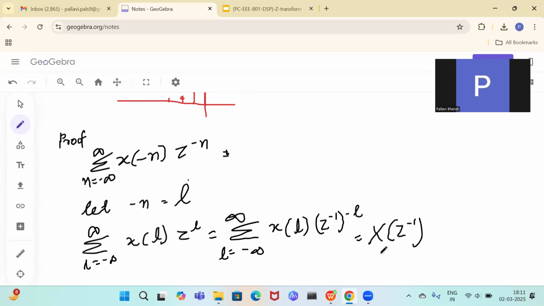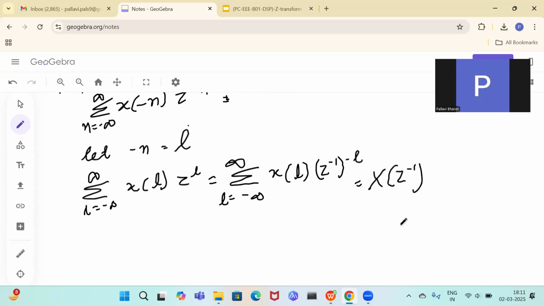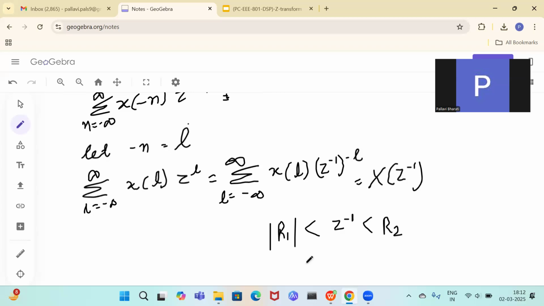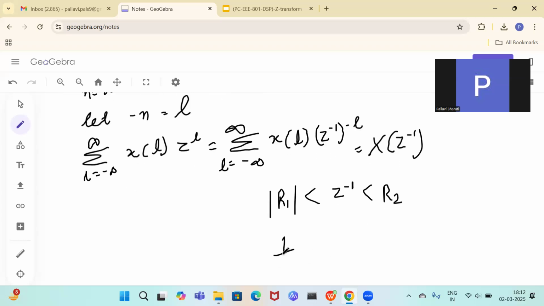In this case, if you have to write the ROC, R1 is less than z to the power minus 1, which is less than R2. The region lies between the two radii. So it becomes 1 by R1 is less than mod of z, which is less than 1 by R2.